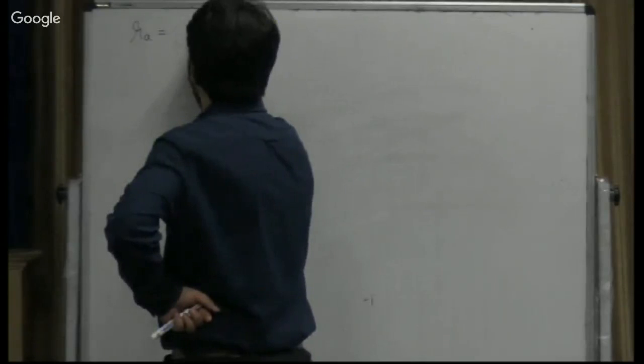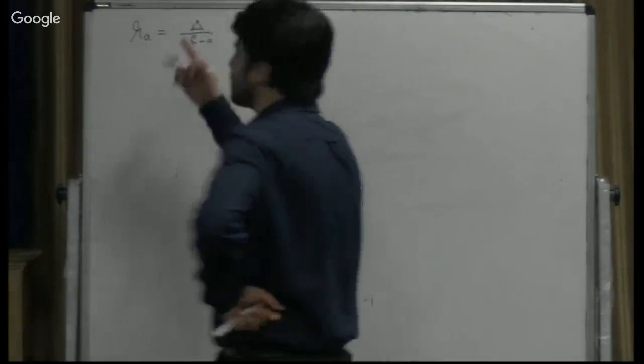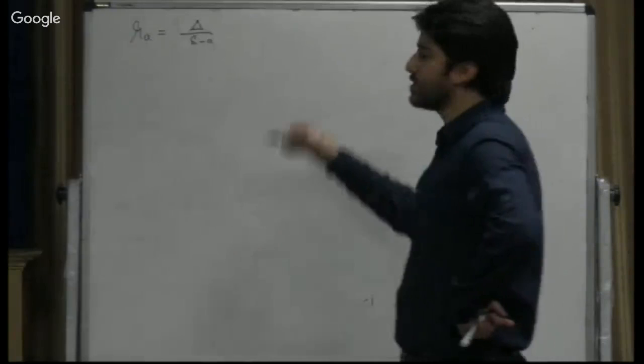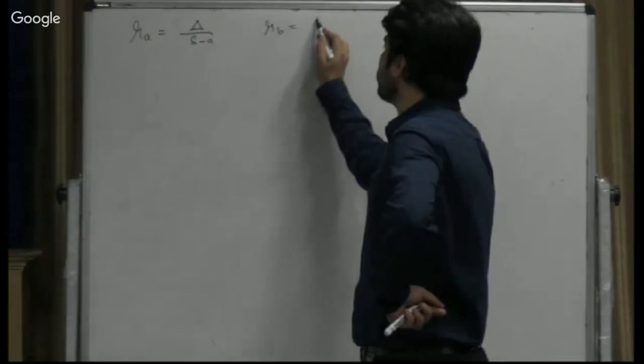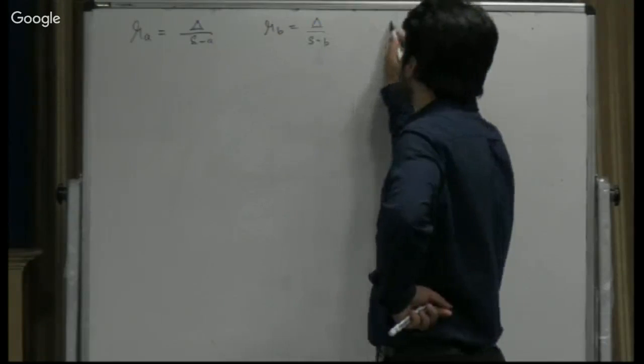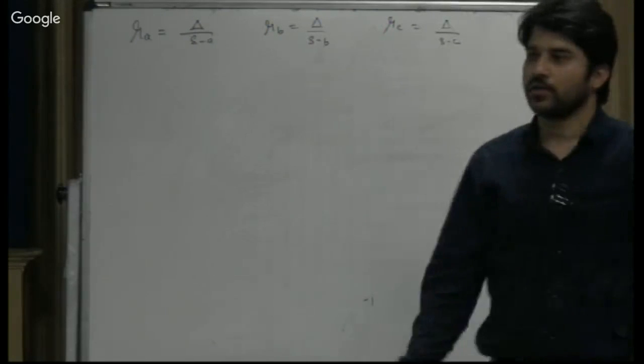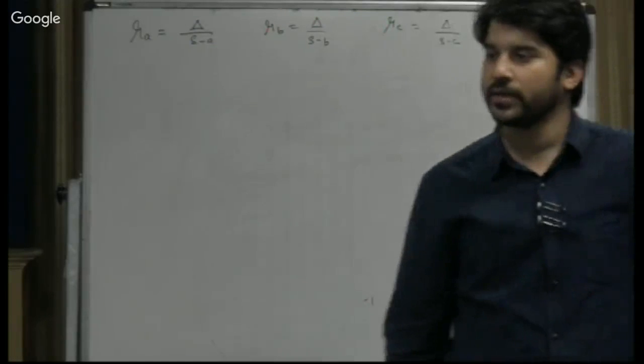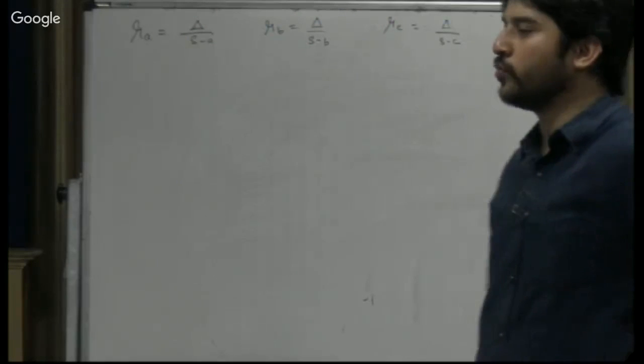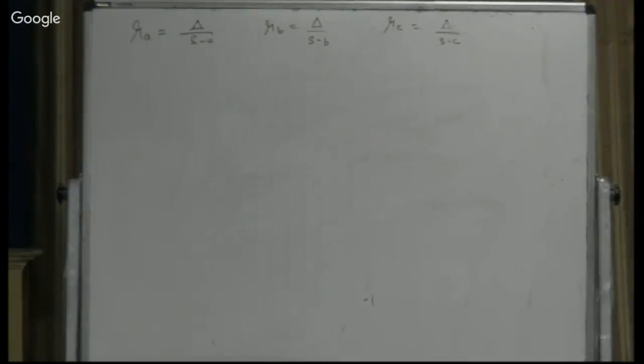Now going to the second property, I say show that RA is equal to delta by S minus A. Since this triangle is basically cyclic in nature, RB would also be equal to delta by S minus B. Now the question is RA, RB, RC. These are my exradii. Now we must prove that the exradius is basically area of the triangle upon S minus A. So how to prove it? Let's first draw the diagram.